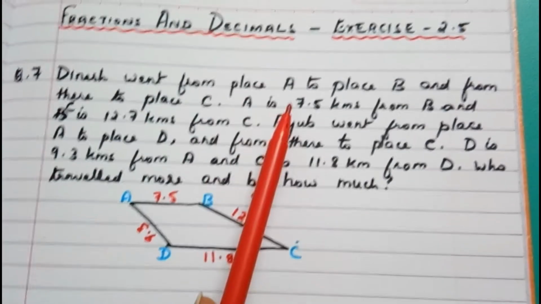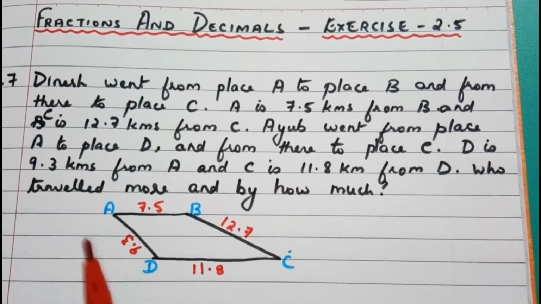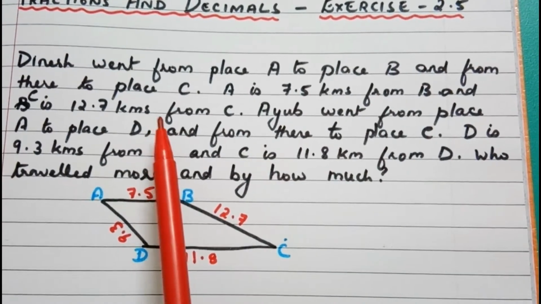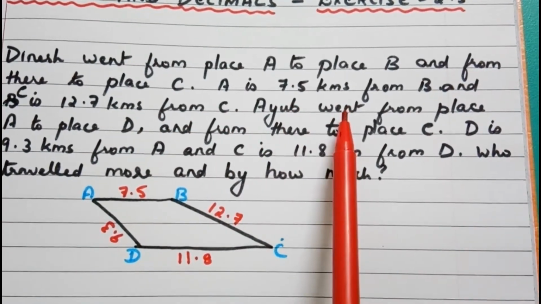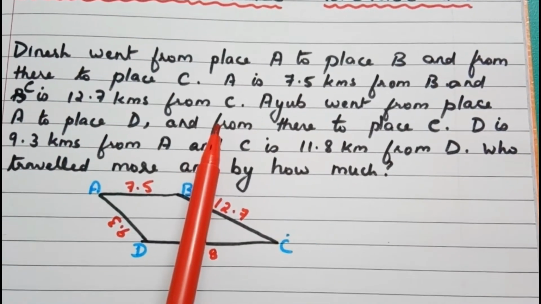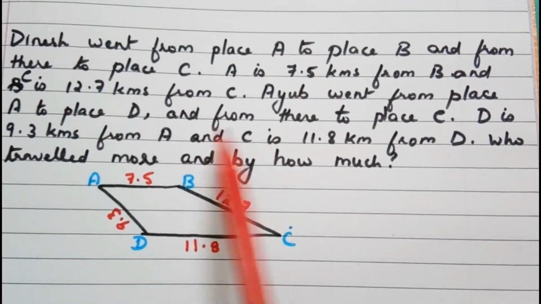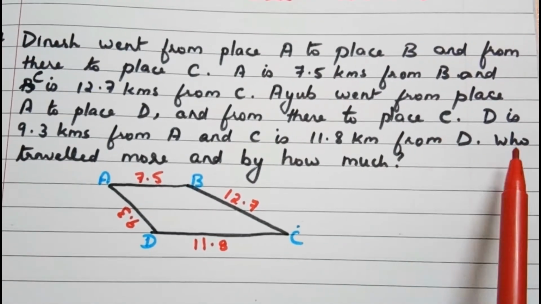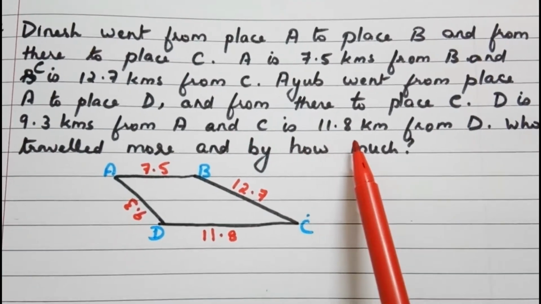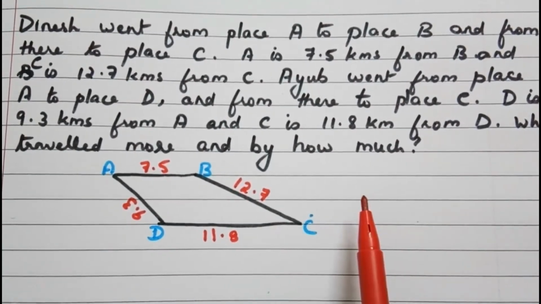Dinesh went from place A to place B and from there to place C. So there are two people here. First is Dinesh. He travelled from A to B and from there to C. A is 7.5 kilometers from B and C is 12.7 kilometers from B. Ayub went from place A to place D and from there to place C. D is 9.3 kilometers from A and C is 11.8 kilometers from D. Who travelled more and by how much?